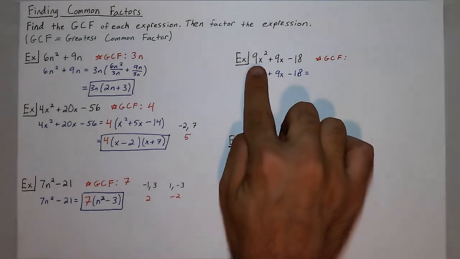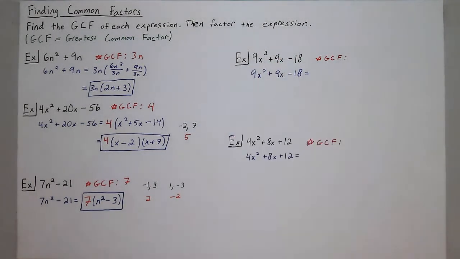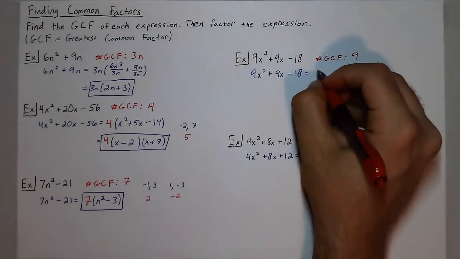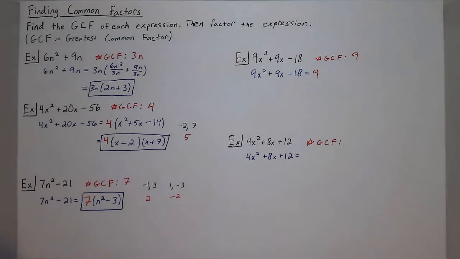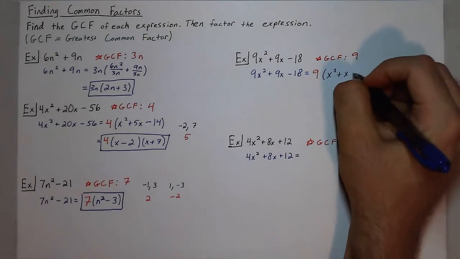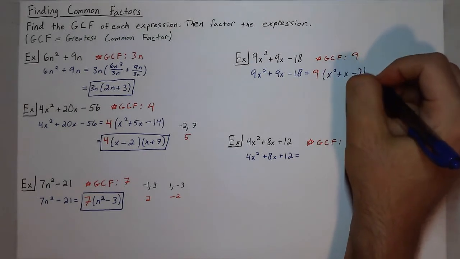Now I have 9x squared plus 9x minus 18. All of these are divisible by 9. So our greatest common factor would be 9. And when I factor out 9, I'll be left with x squared plus x minus 8. Oh, not 8, minus 2 when I divide by 9.